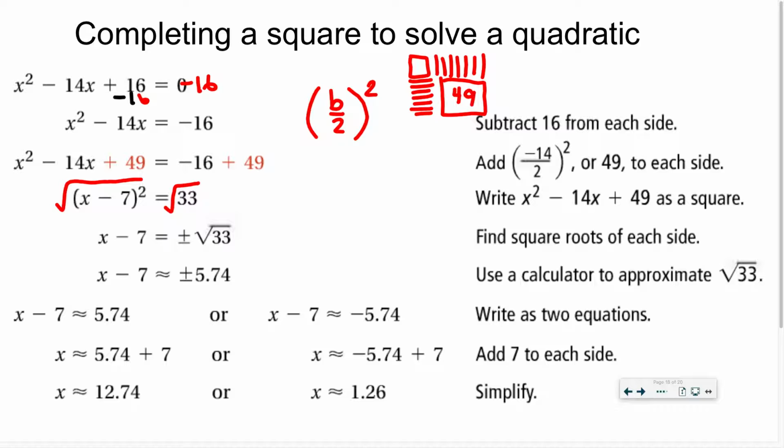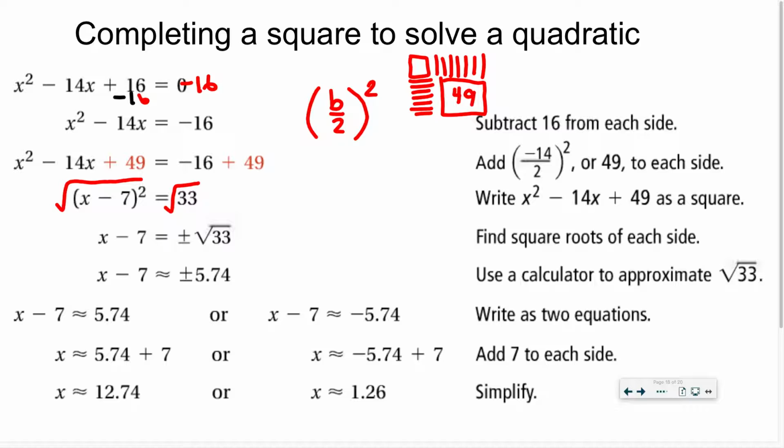So here's what I know from this point. When I find the square root, yes, positive 5.74 times positive 5.74 gives me 33, but also negative 5.74 times negative 5.74 would give me a positive 33. This is where I get two answers, because the square root of 25 is 5 and negative 5.